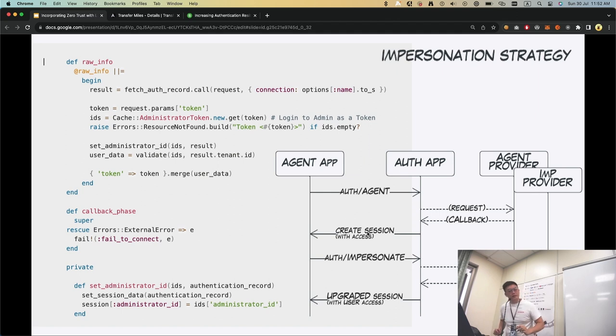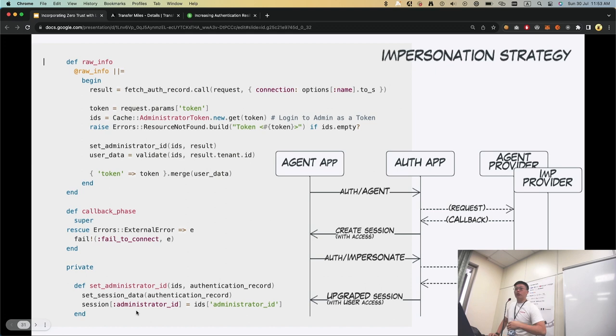So the key thing is in the code over here, you have this line that extracts out the token representing the current administrator, right? And then using that, I set the administrator ID before I merge in the user that I was trying to impersonate. While this code requires a lot of underlying service interaction, you can imagine this is how we orchestrate the impersonation of a customer, by merging the administrator info with the raw user information.